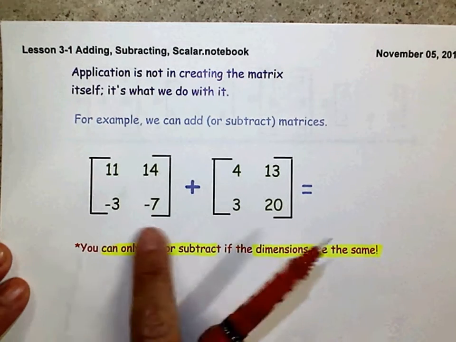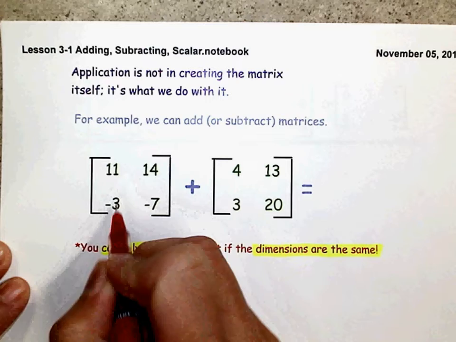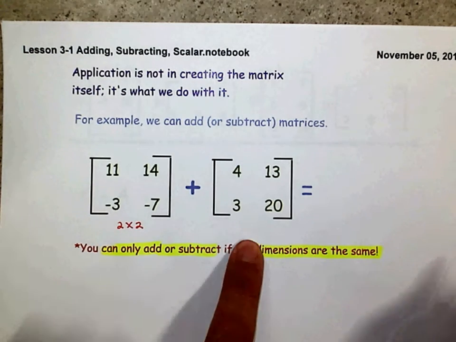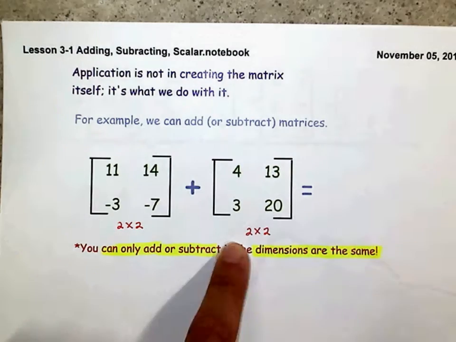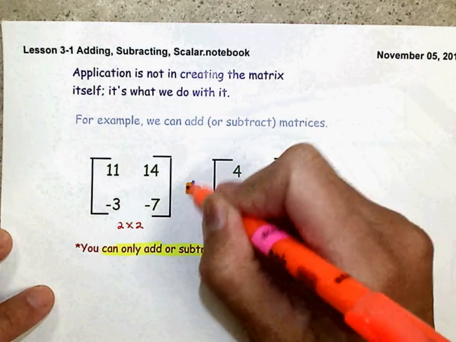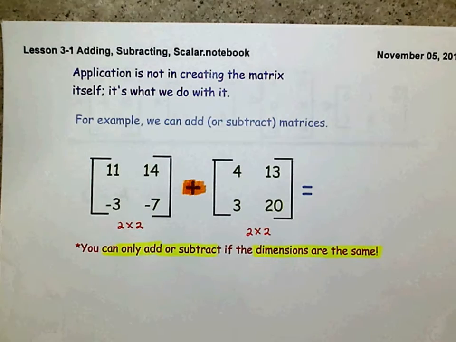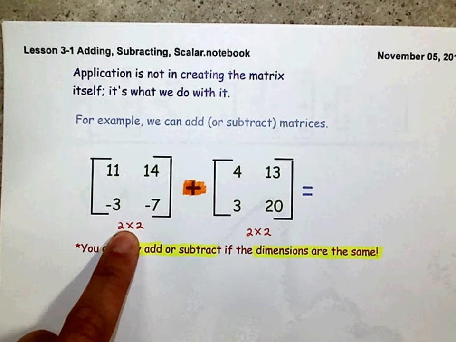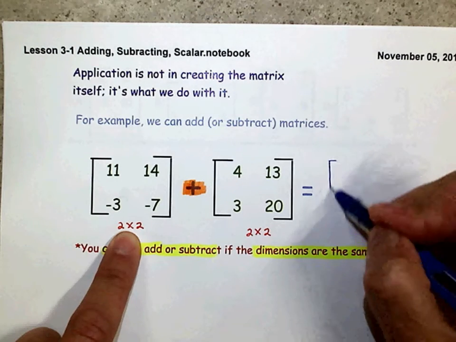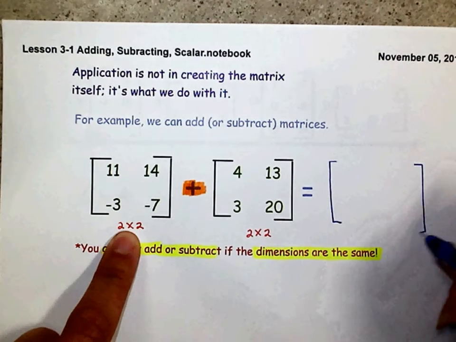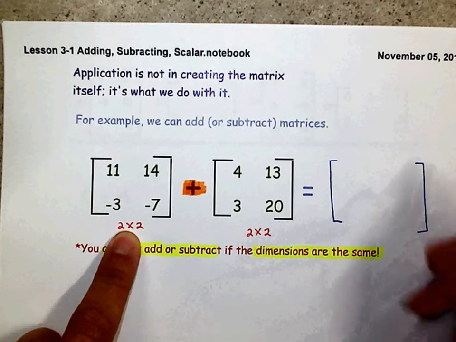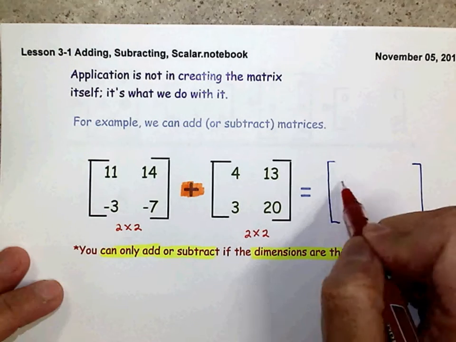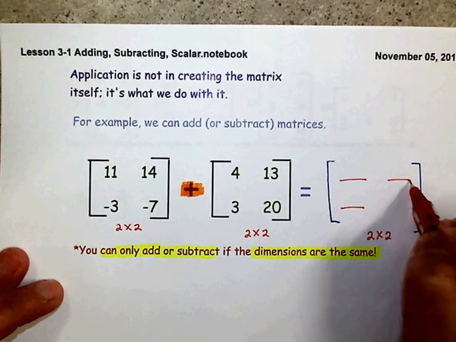So let's take a look at this first matrix. This one is a 2 by 2. Notice it's a square matrix. Okay? This one is also a 2 by 2. Notice the sign in between them. You're going to add. Do these have the same dimension? And the answer is yes. Since they have the same dimension, you can add them together. And your new dimension is going to also be a 2 by 2. Okay? So you're going to have 2 rows, 2 columns.